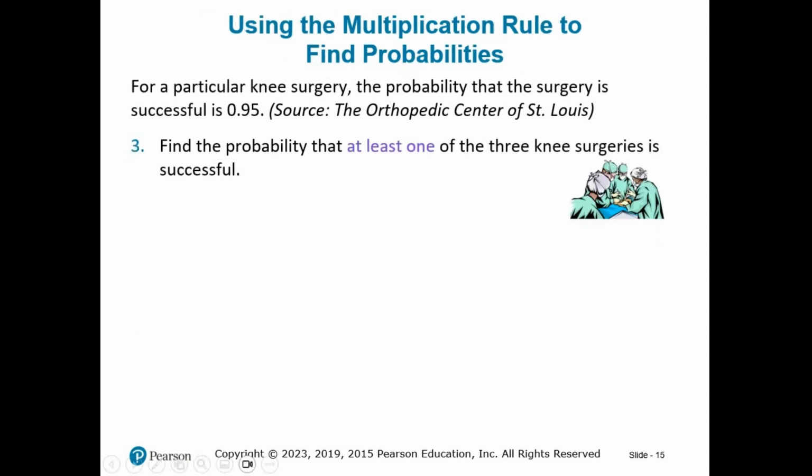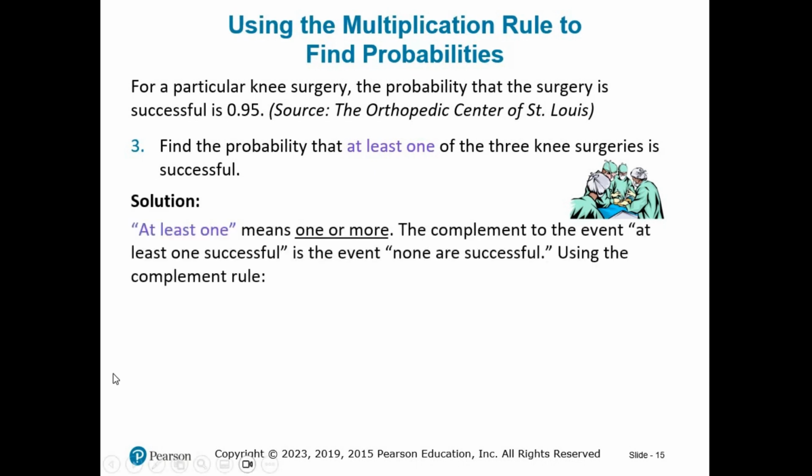Okay, last one. This one is a little different than what we've seen before. It says, find the probability that at least one of the 3 knee surgeries is successful. So at least one means one or more. The complement to the event at least one successful is the event none are successful, because at least one could mean 1 is successful, or 2 are successful, or 3 are successful, but it does not mean none are successful. So this is another case where knowing the complement rule is handy.